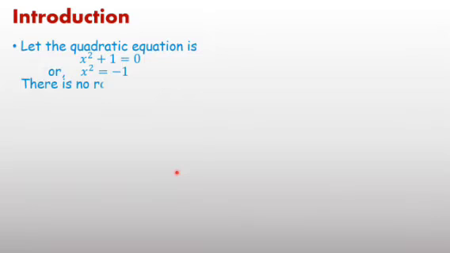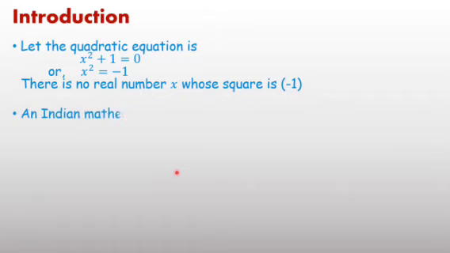Introduction part. If any quadratic equation is given, for example, x square plus 1 equal to 0, and we are asked to find the value of x, any student can easily say that there is no real value of x for which x square plus 1 equal to 0, because x square equal to minus 1. X square equal to minus 1 means you have to find the value of x whose square is minus 1, and it is not possible to find any real number whose square is minus 1.